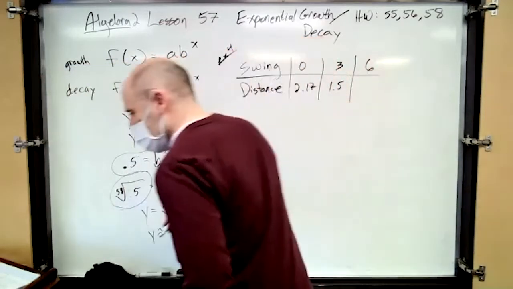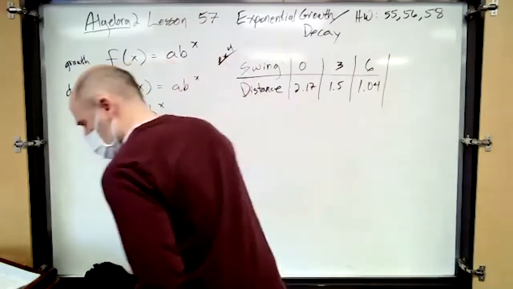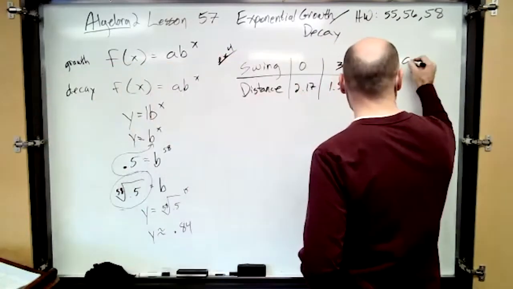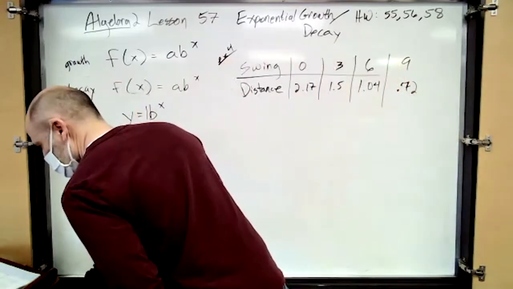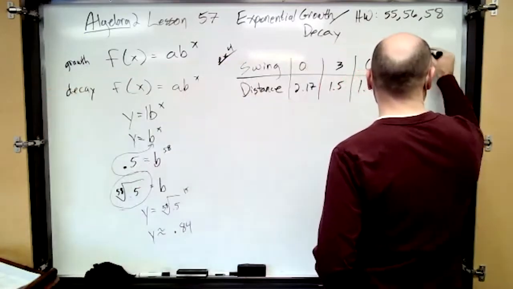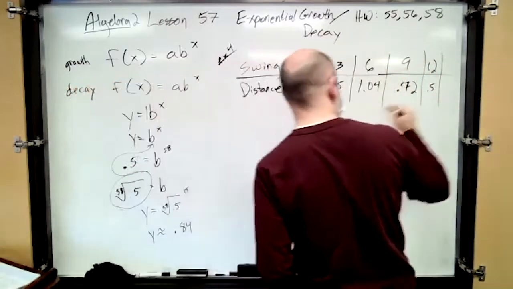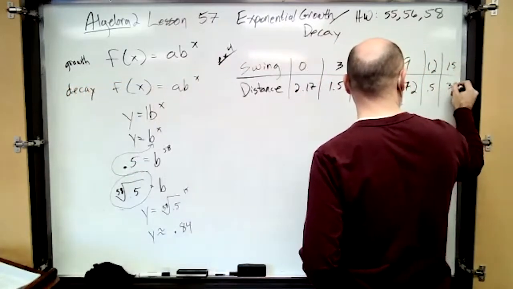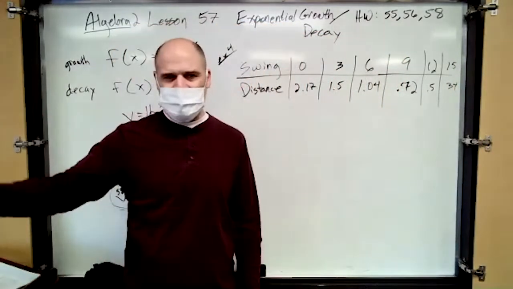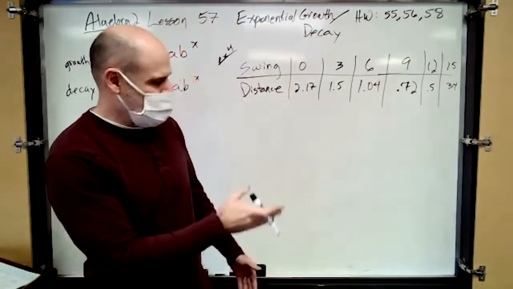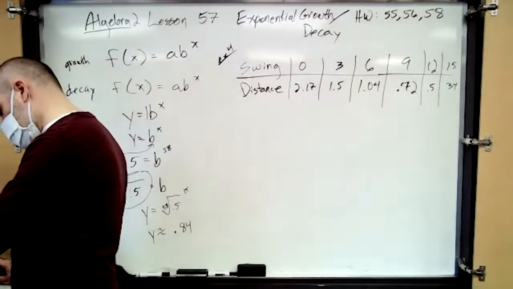After 6 swings, it travels 1.04. 9 swings, 0.72. 12 is 0.5. And then 15 is 0.34. So do you understand the problem? You know how a pendulum will slow down after a while and it travels less distance. Okay, so use the table of values and graph.